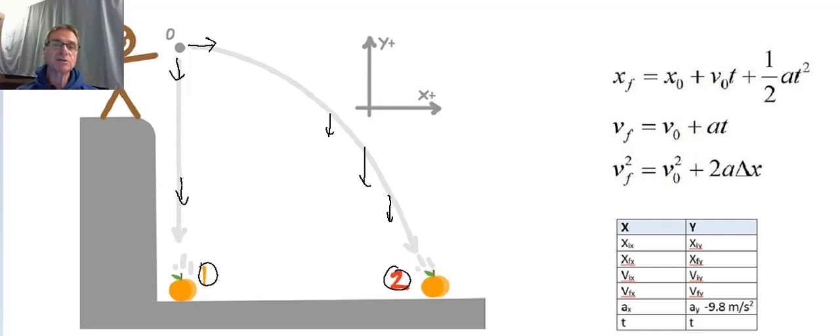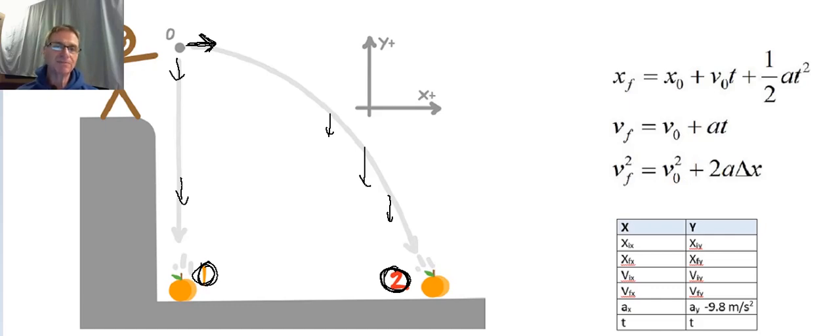Well, it's the acceleration due to gravity. And that acceleration due to gravity is the same on each of the peaches. So this peach here, number 1, is going to hit the ground at exactly the same time as peach number 2. So the fact that peach number 2 is thrown out horizontally initially makes absolutely no difference when we try to figure out what's going on in the y dimension for that peach versus the x dimension for that peach.